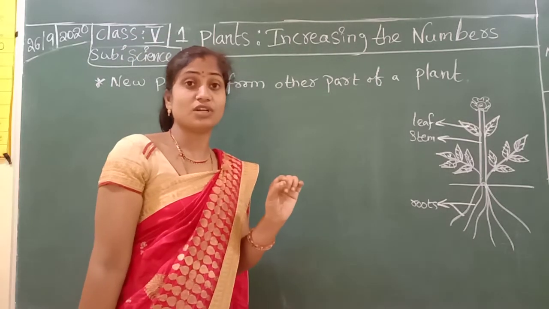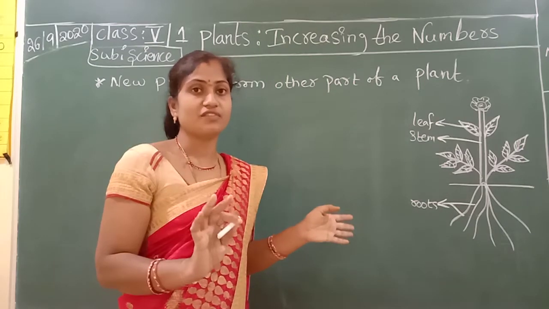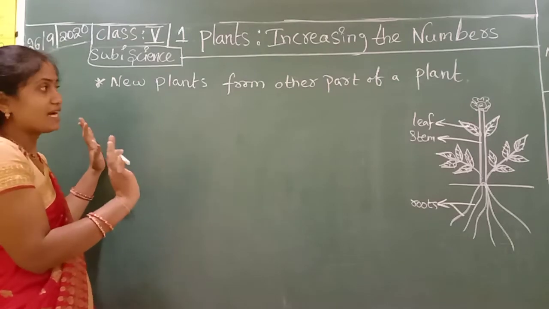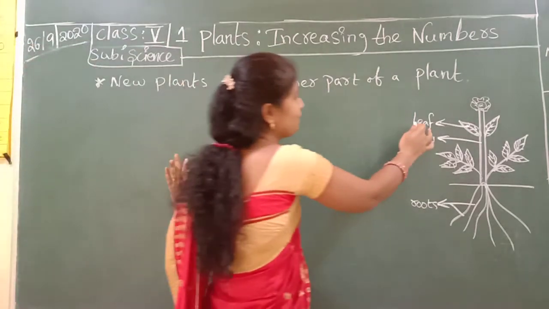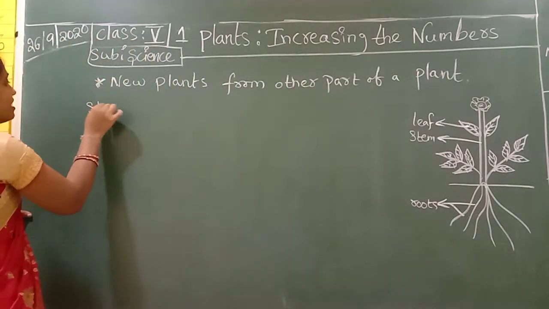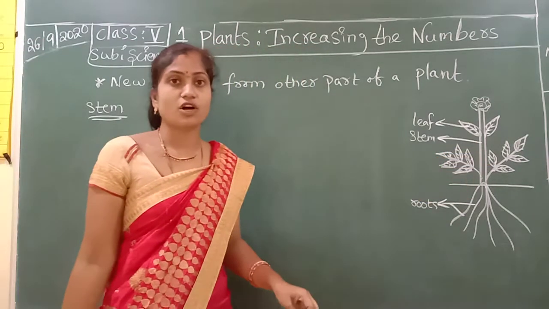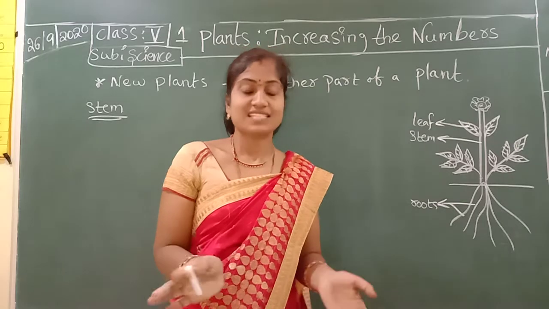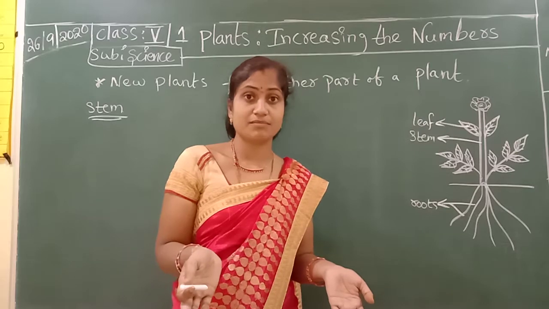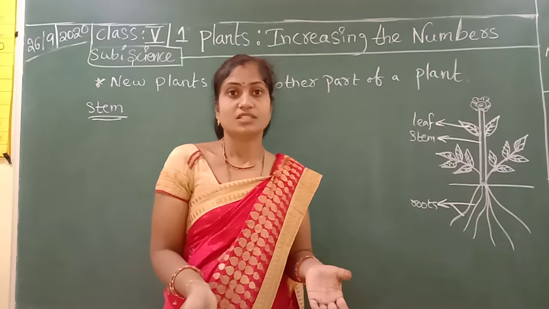Mostly we grow from seeds only. When we put the seeds underground, they become a new plant. That we know very well. So here we are taking other parts of a plant: first of all leaf, stem, roots. First we are taking the stem. In your gardens, so many flower plants are also there, and some of you have vegetable plants.